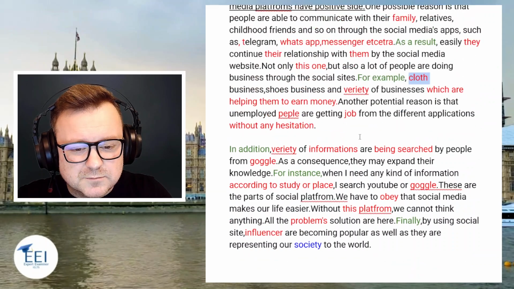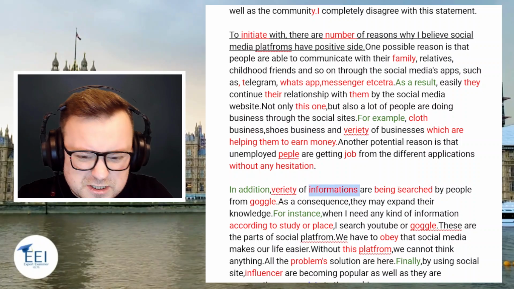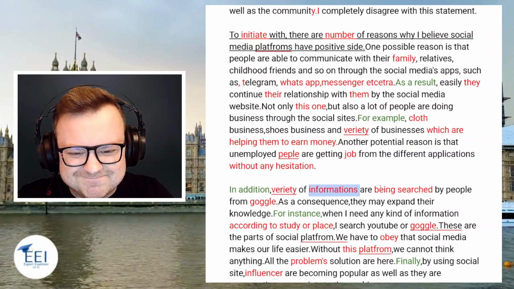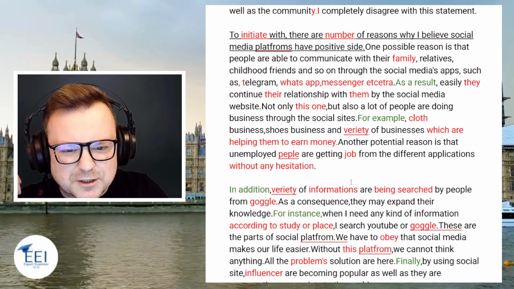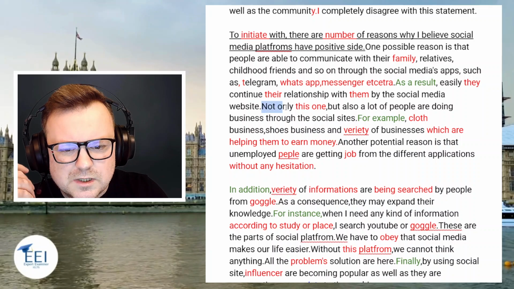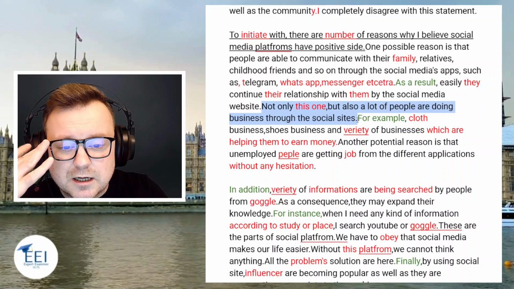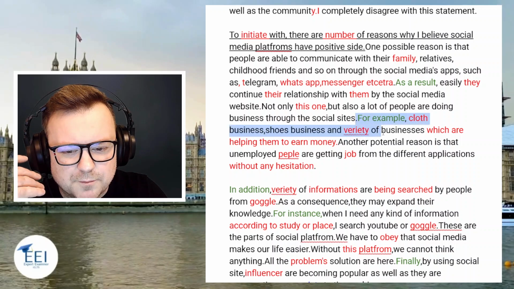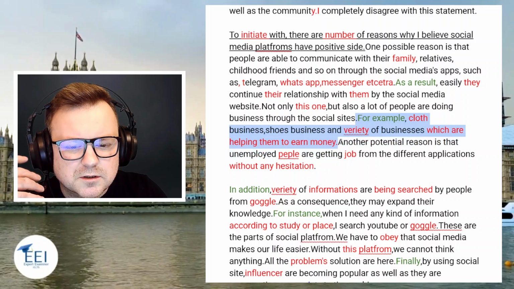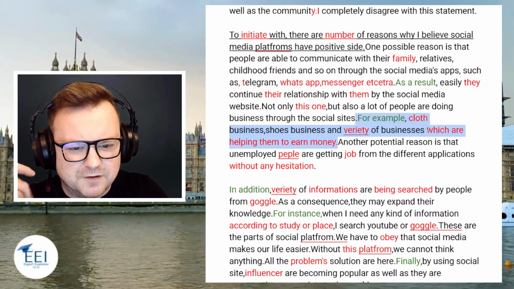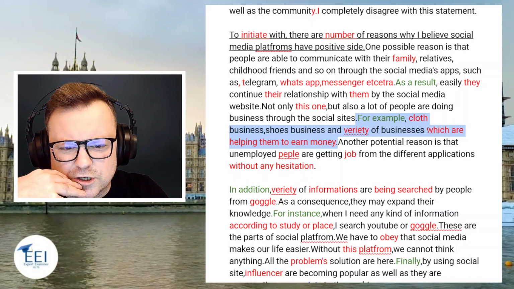Grammar. There are some attempts at more complex grammar, but then we get informations. Yeah, information. So doesn't really know again about uncountable nouns. This sentence is a strange one. There doesn't seem to be a main verb there. Sorry, not this one. This one. For example, cloth business, shoe business, and variety of business which are helping them to earn money. Well, what is the? That feels like a very large, complex noun group, but there's no verb with it. So that's a little bit strange.